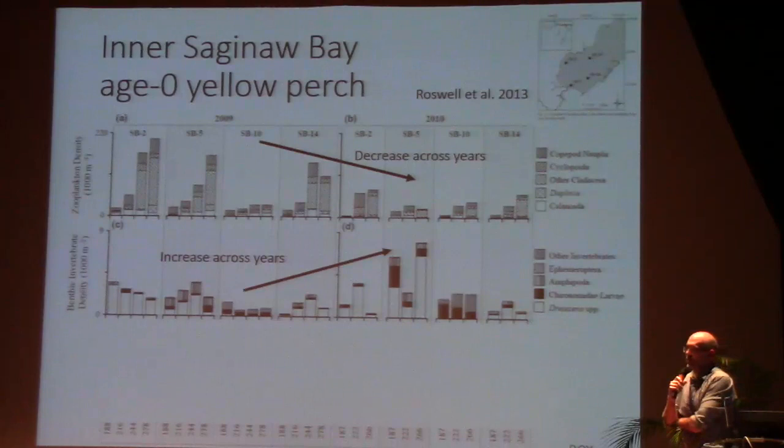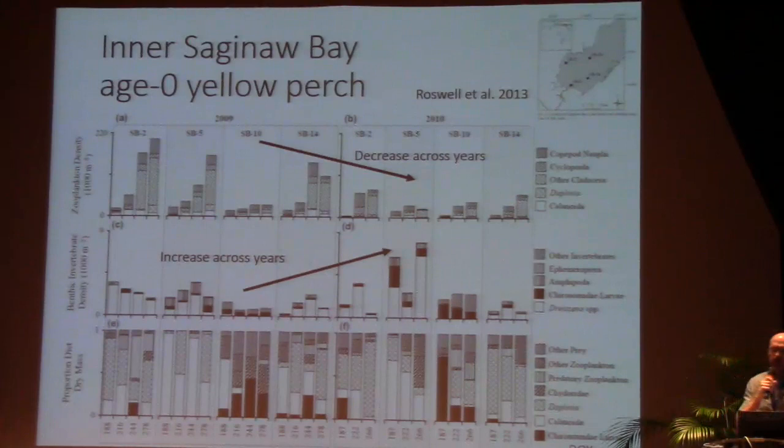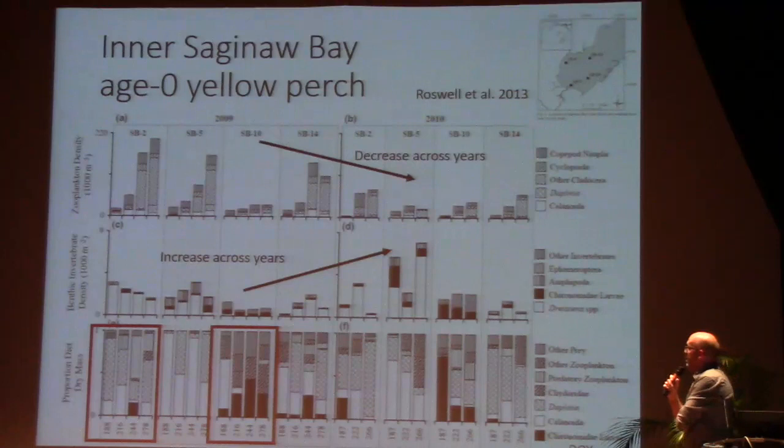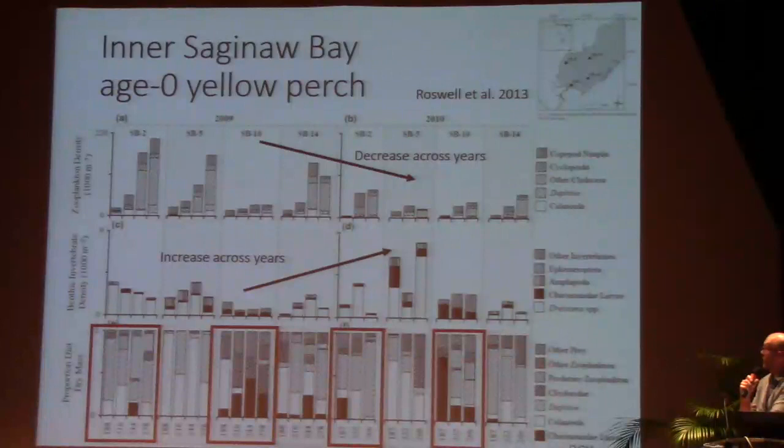And then finally, if you look at what we actually found in the stomach contents of fish during these two different years at these different sites, we found strong differences in what fish were eating at different sites. And these were fairly consistent across the years. So if you look at site 2 here and site 10, you can see a contrast with site 2 relying a lot more on Daphnia and site 10 relying a lot more on chironomids. And this was true not only in 2009, but also in 2010.